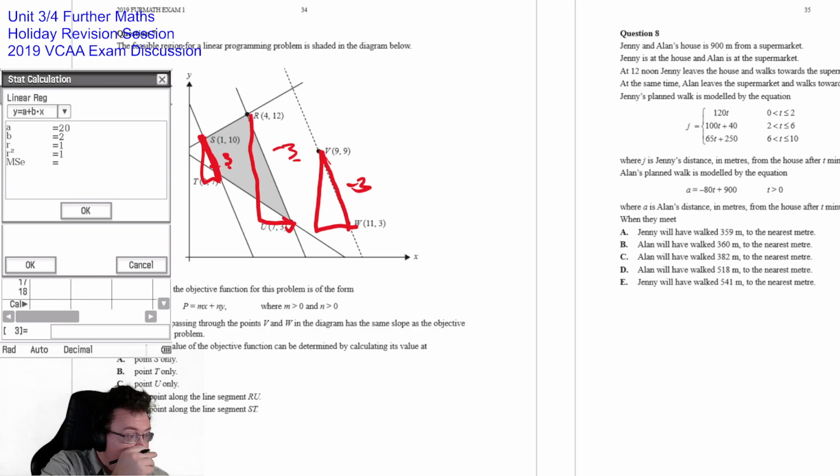Now, that one's a tricky one. 47% of people got that one. It's a doozy. I had to think about that one myself to get to the point where I could logic it out and say, well, if it's anywhere on this line, provided it's within the shaded area, of course, then I can work with it.